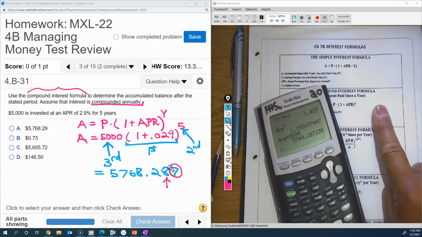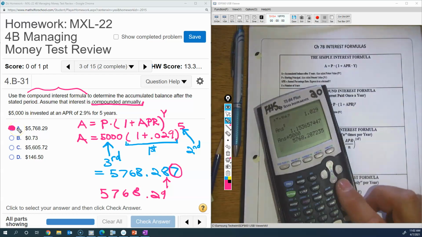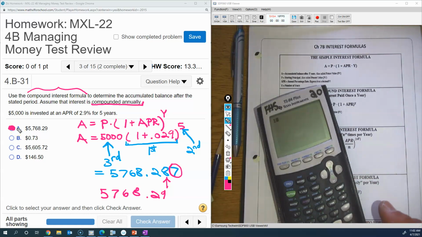Okay, so we look at the 7 and it says round that up to a 9. So it's going to be 29.675. Right there. How did I do the power? Oh, okay. So I'll do it again here. I'm going to clear it. So I go 1 plus 0.029, enter.